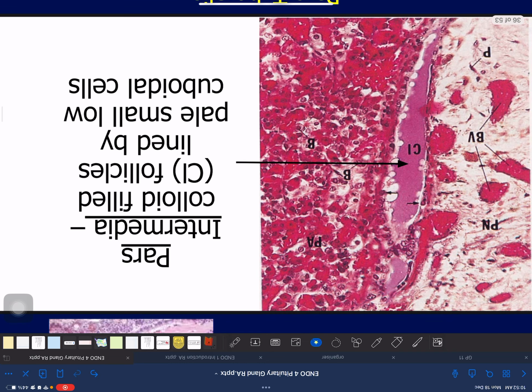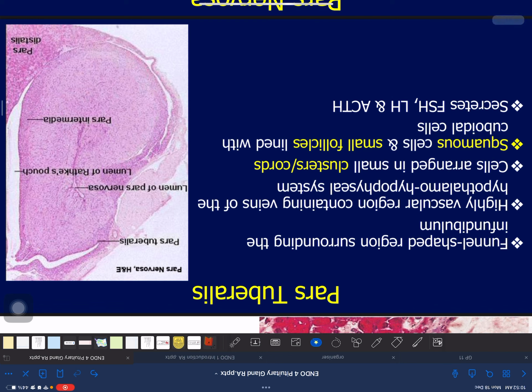Alright, and pars tuberalis. Okay, this is the pars tuberalis. Funnel shape region surrounding the infundibulum. Highly vascular region containing veins of the hypothalamo-hypophyseal system. Cells arranged in small clusters or cords, okay, and presence of squamous cells or small follicles lined with cuboidal cells. These are the certain hormonal release from the pars tuberalis. Somehow it's a bit difficult also during the H&E, during the section of the slide.